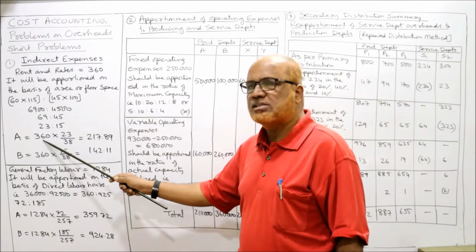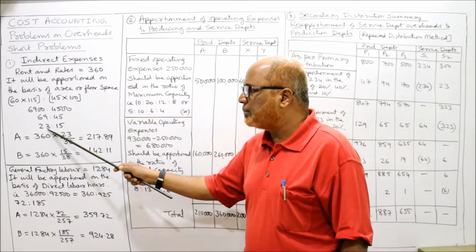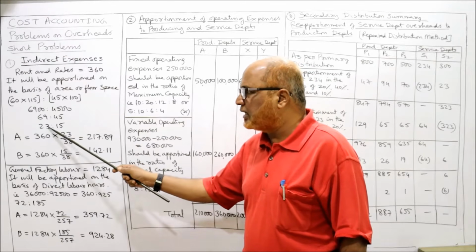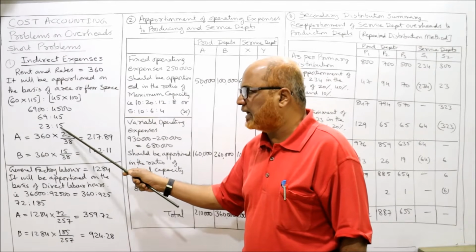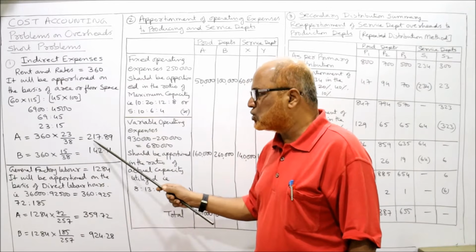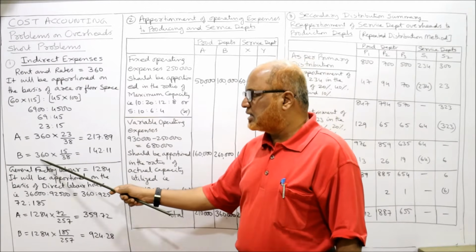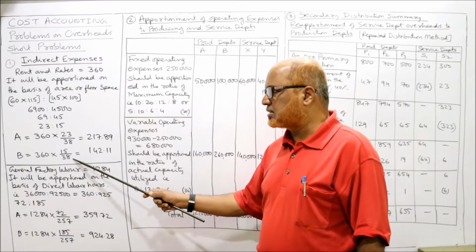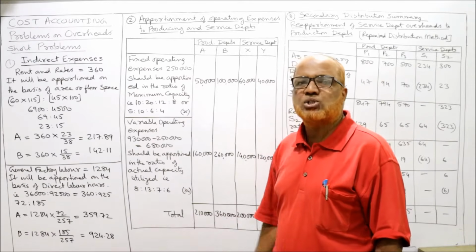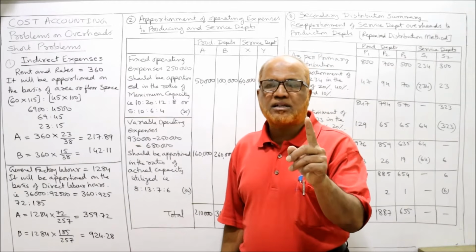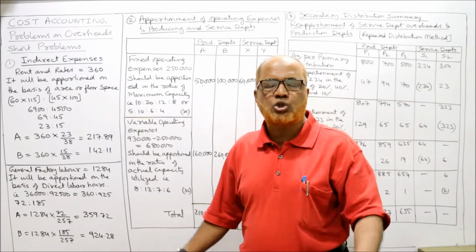A is equal to 360 into 23 by 38. If you add up 23 plus 15, you will get 38. So 23 by 38 gives 217.89. B is 360 into 15 by 38, which is 142.11. That's all. One indirect expense, that is rent and rates, we have apportioned.